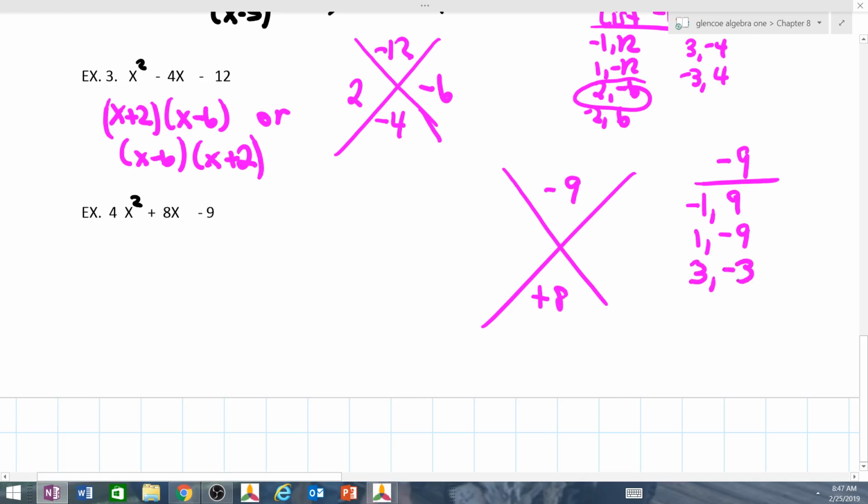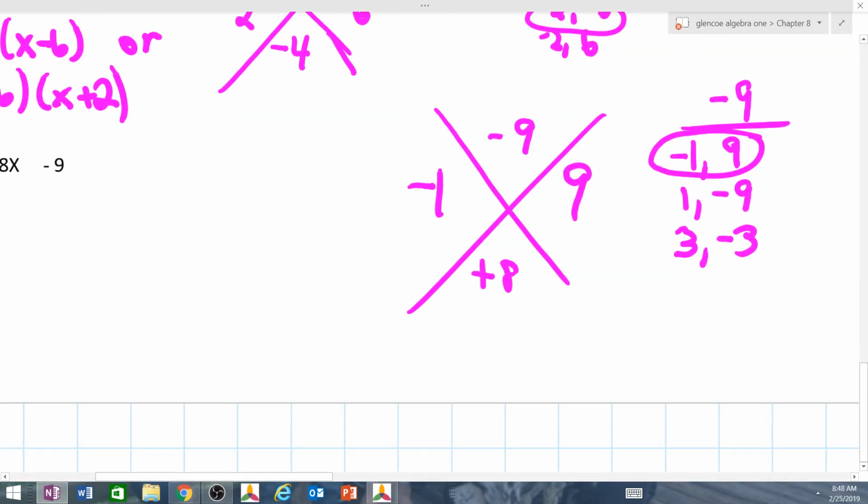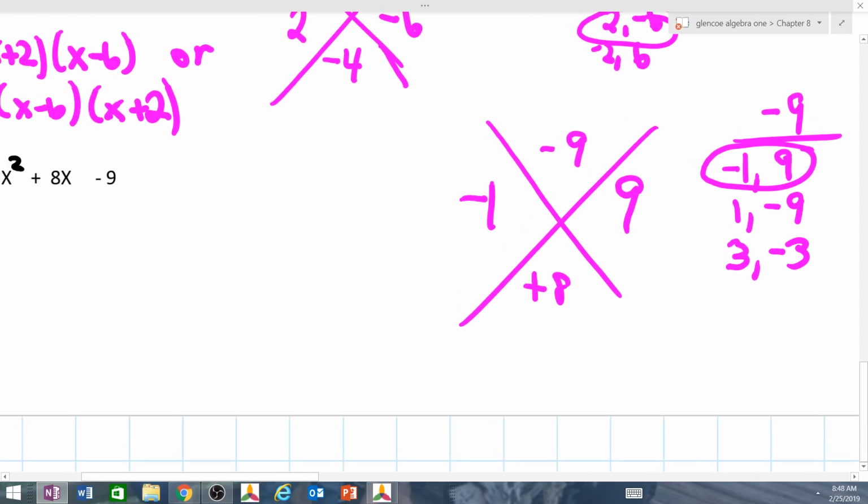So it has to multiply to negative 9. Do all 3 sets multiply to negative 9? Which set not only multiplies to negative 9, but also adds to positive 8? Negative 1 and 9. And now you can check your answer right here in the X. Negative 1 times 9 is negative 9. Negative 1 plus 9 is 8.